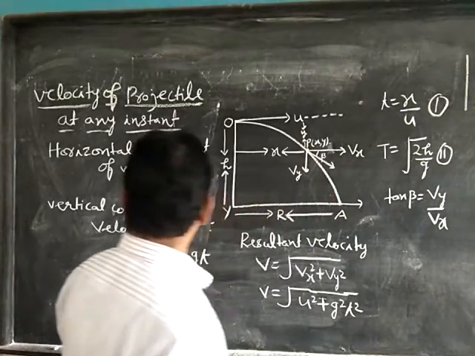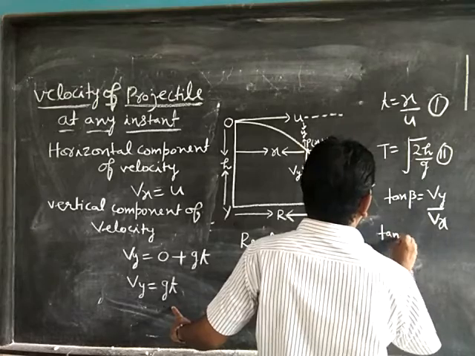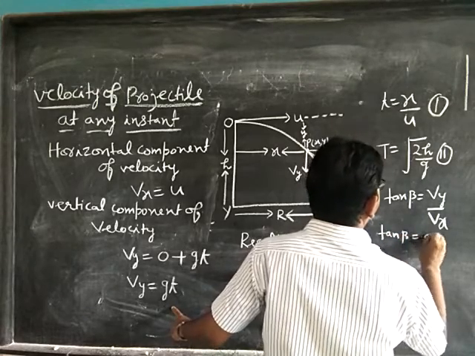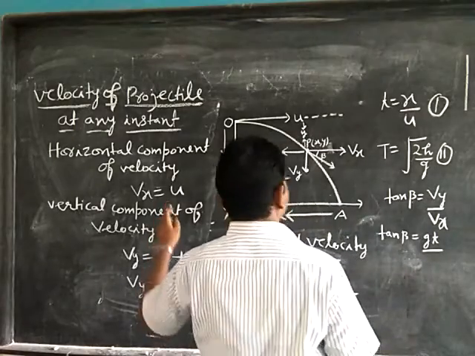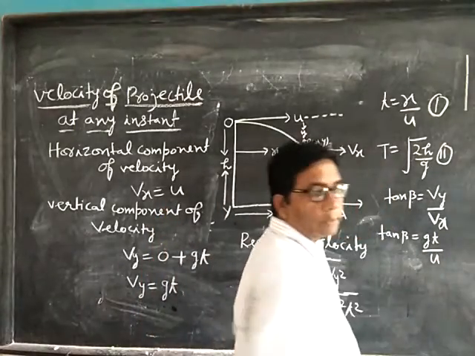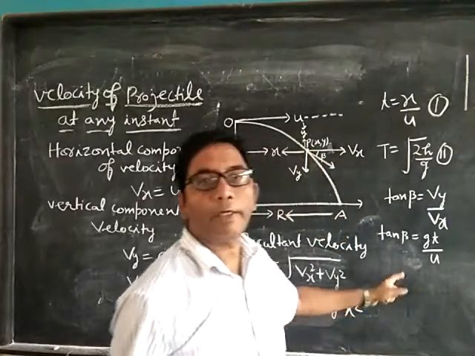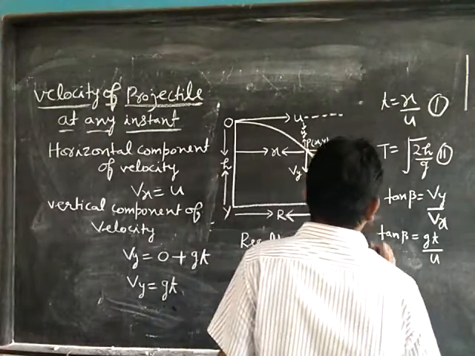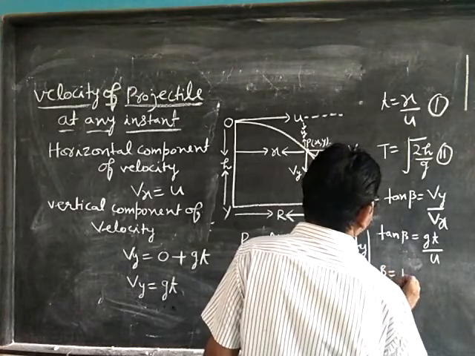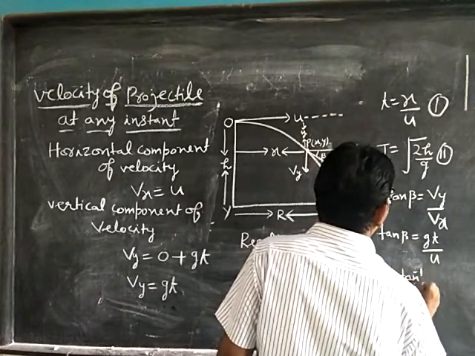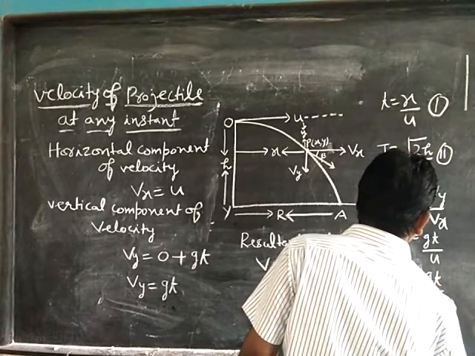What is the value of Vy? Vy is gt. So tan beta is equal to gt upon Vx, that is u. Tan beta is equal to gt upon u. From here, beta is equal to tan inverse of gt upon u.